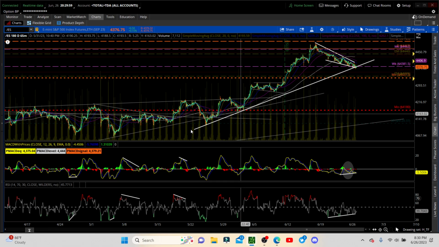And I measured this wave 1 to this wave 3, and the wave 1 is smaller, so technically this could be a 1, 2, 3, 4, and 5 to complete this move, and we can head lower after some sort of bounce. But we have this falling wedge right into support here, so I wanted to play that call play here, and we're slightly underneath it.